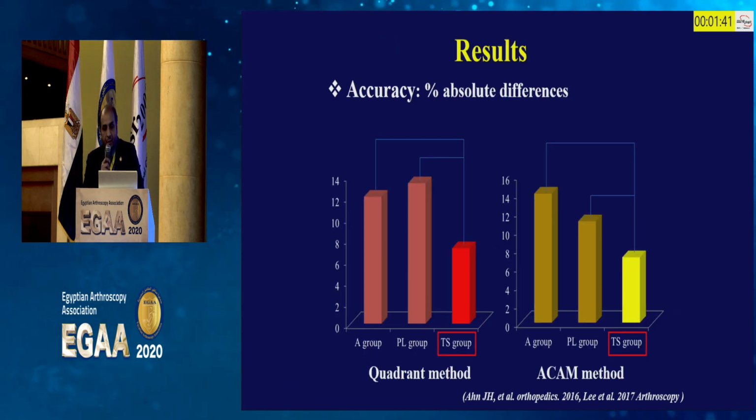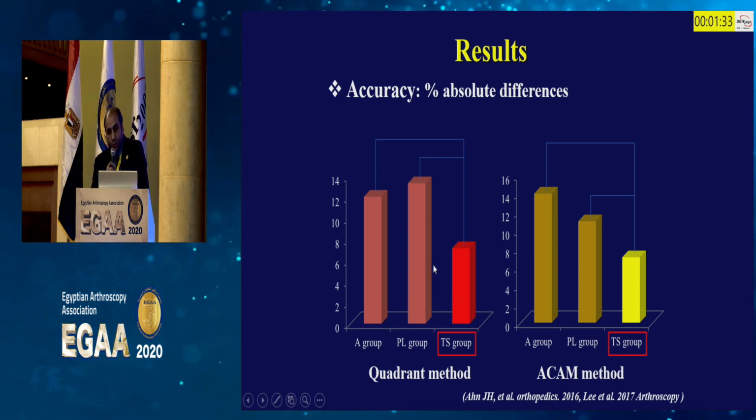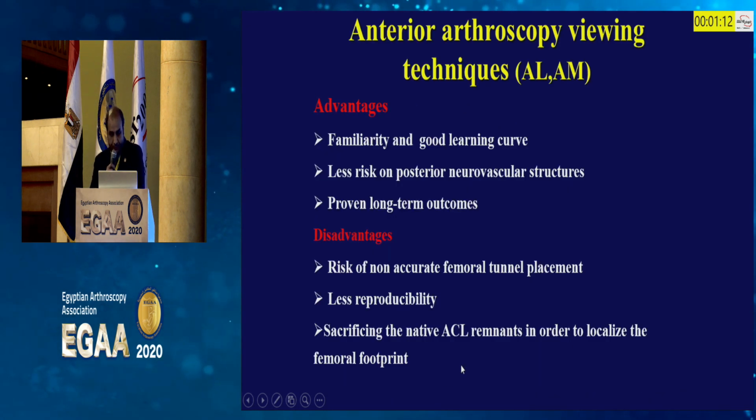The accuracy was calculated by the absolute difference. The difference was the least in the transseptal group. Therefore, this is the most accurate method, more accurate than the posterolateral group and the anterior arthroscopy group. Also, for reproducibility, they found that the transseptal group is more reproducible than the posterolateral group and the anterior group, because there is not much scatter in the transseptal group.